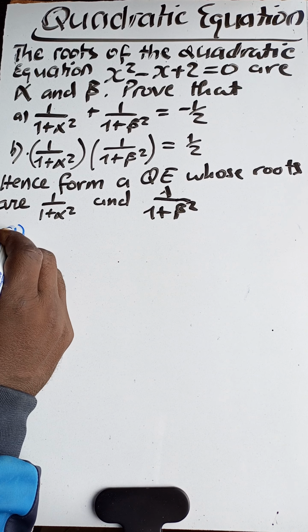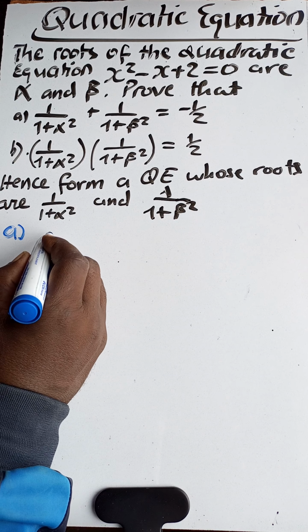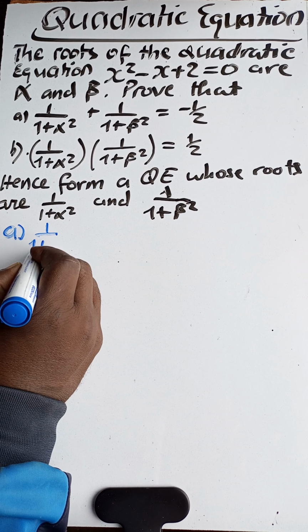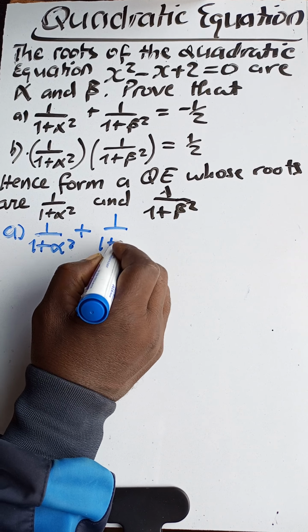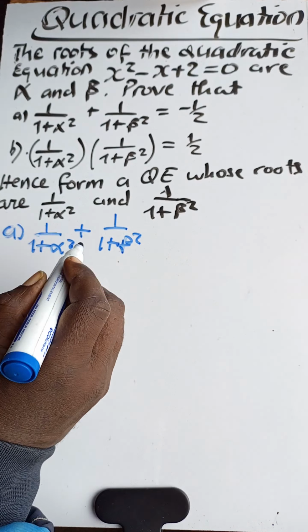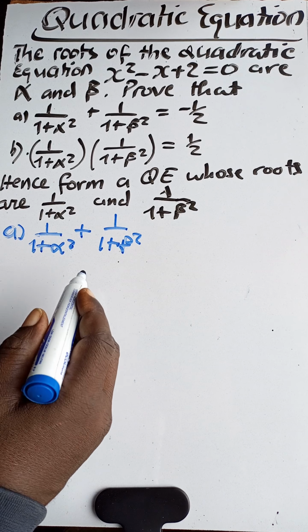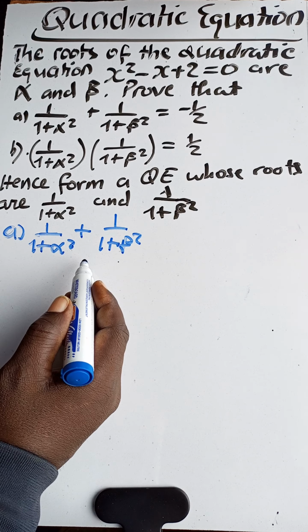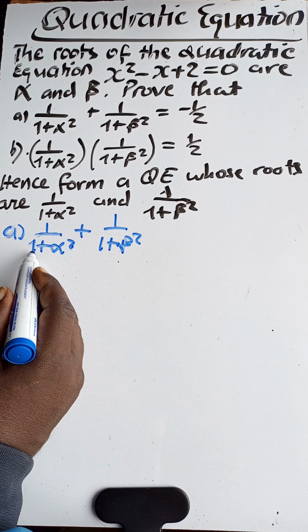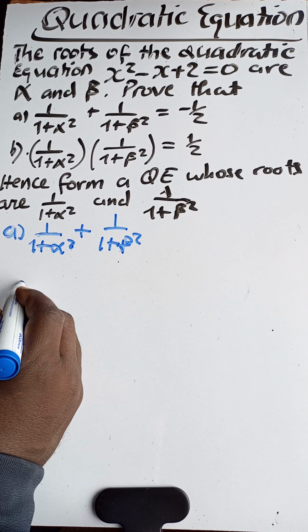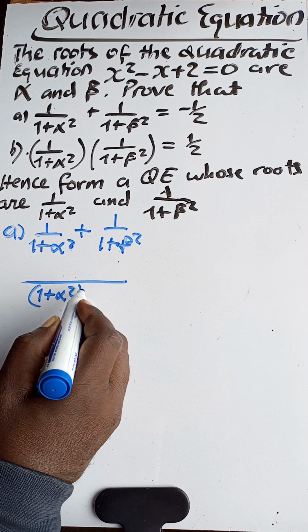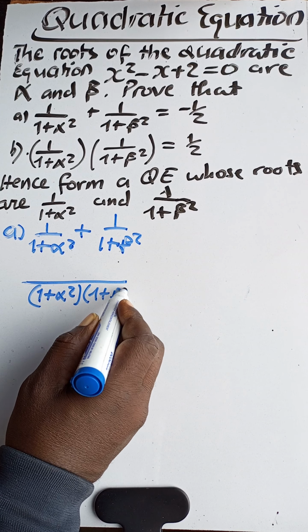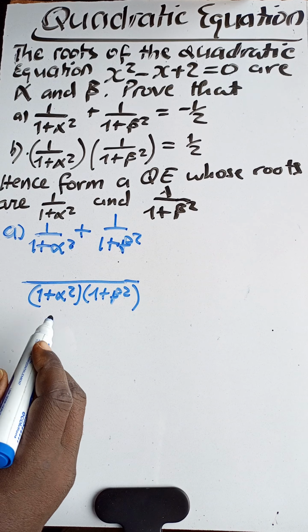Now, let us start with A. We are asked to show that 1 all over 1 plus alpha squared plus 1 all over 1 plus beta squared is equal to negative half. Now, when we look at this, the LCM is just the product of the denominators. And so we have 1 plus alpha squared into 1 plus beta squared as the LCM.